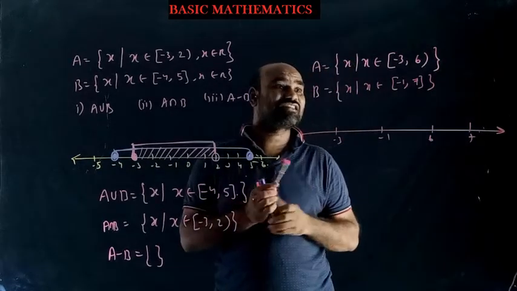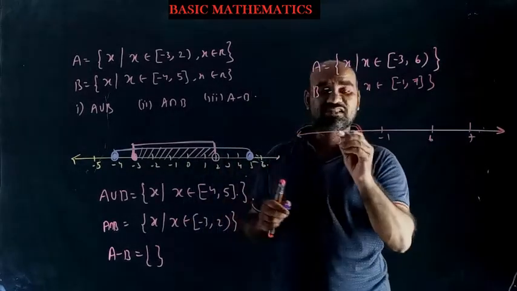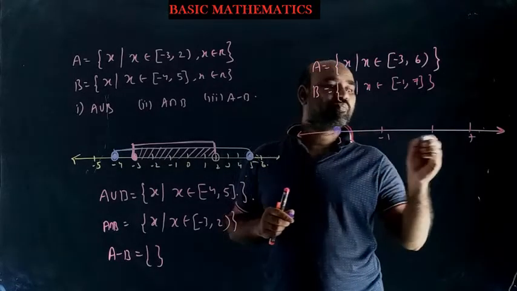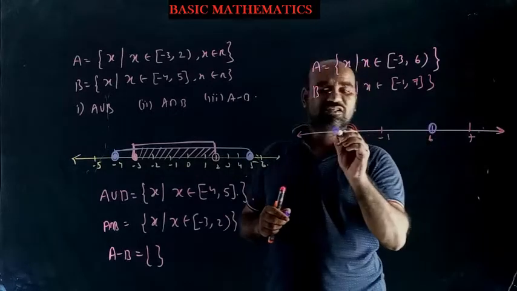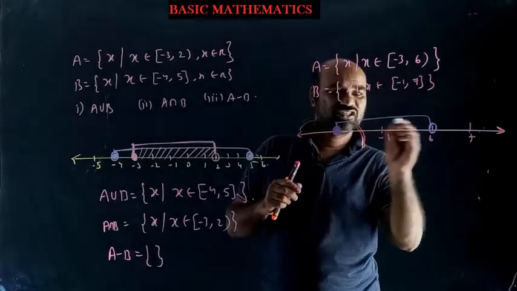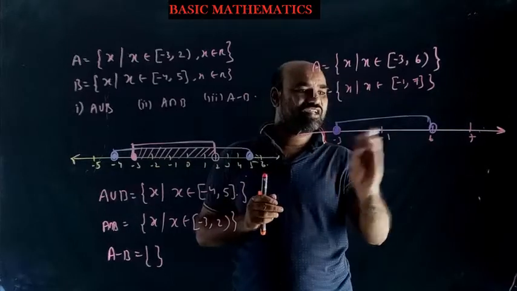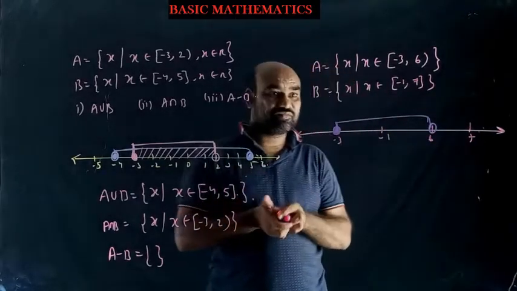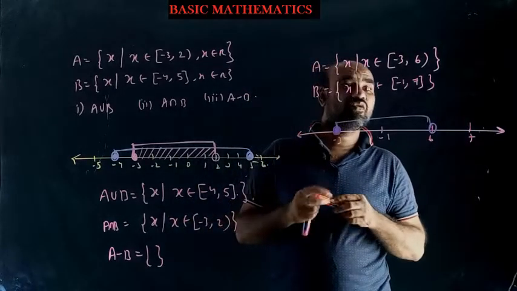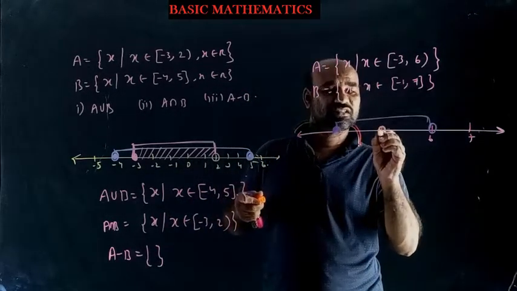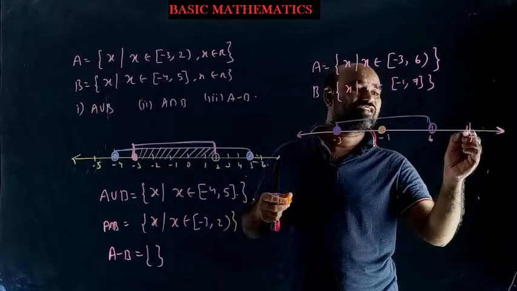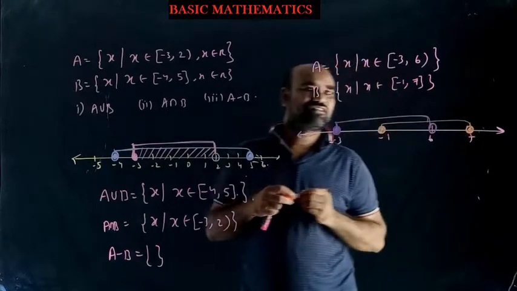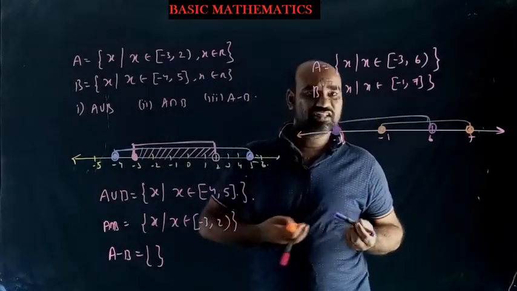So what says X? Minus 3 to 6. Minus 3 closed to open 6. So this box means all these values from minus 3 to 6 belong to set A. Now set B, that is open minus 1, open circle, to closed circle 7. This. Now we want to find A union B, A intersection B and everything.